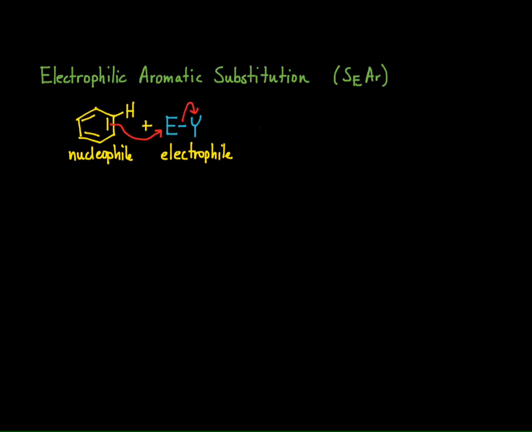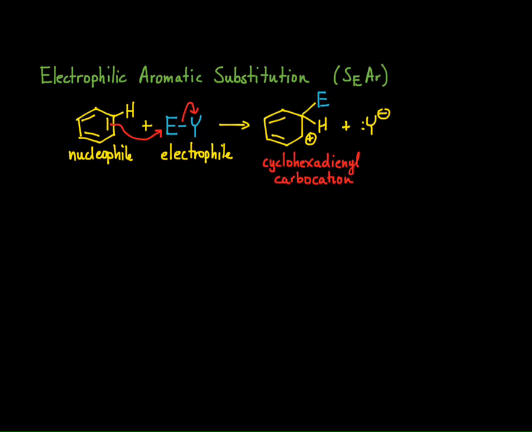And so you get, again, donation by pi electrons to the electrophile, breaking another sigma bond, right? And so the electrons then reside onto Y, whatever Y is. And you end up with this particular intermediate, a carbocation intermediate. And this carbocation is a special type of carbocation called the cyclohexadienyl carbocation. And so you see that it has some allylic carbocation characteristics. And then, of course, we get Y minus.